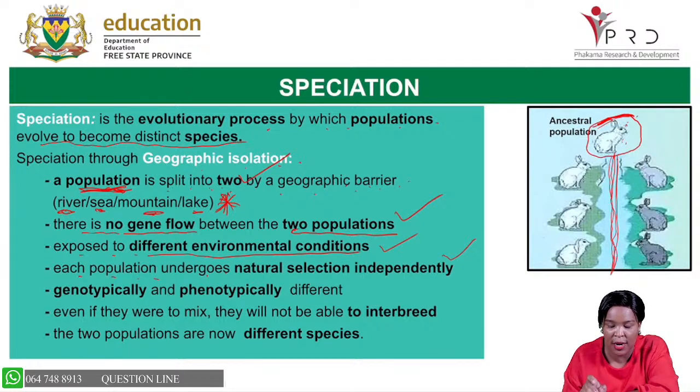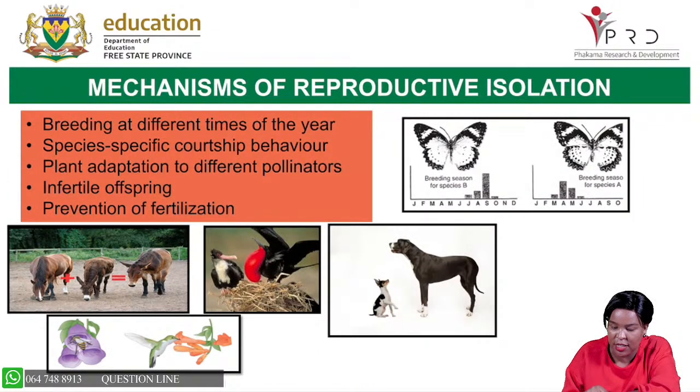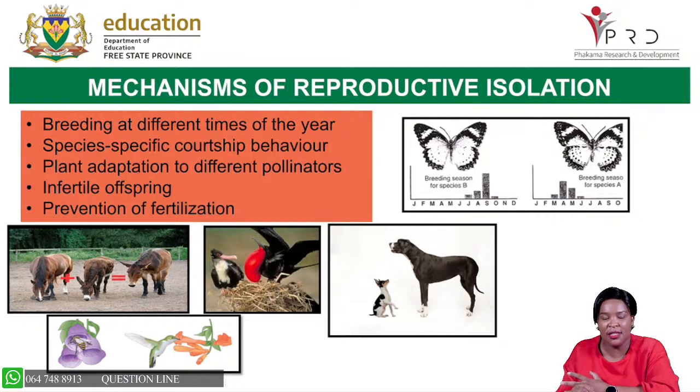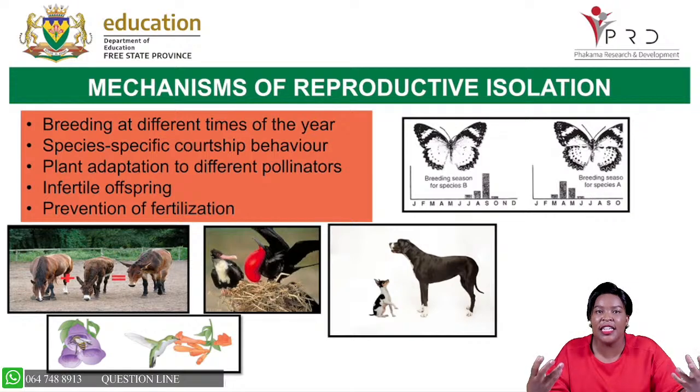This is shown on the world map below. Now you see the jackal is something different from the coyote, and different from the dingo, but you can tell that these somehow were related at some stage. They share a common ancestor, but because of that separation, they became different species based on their environmental needs where they were situated.